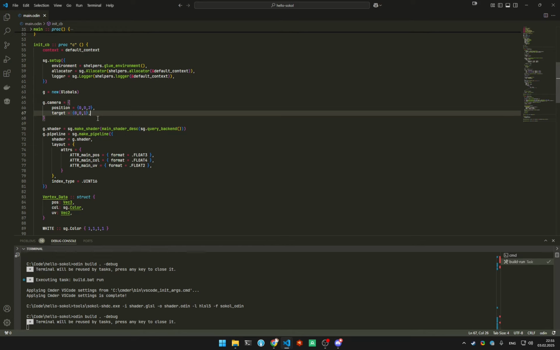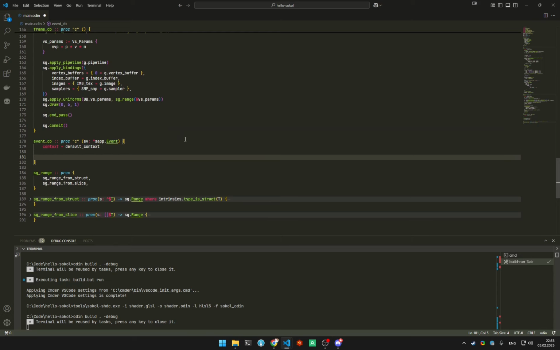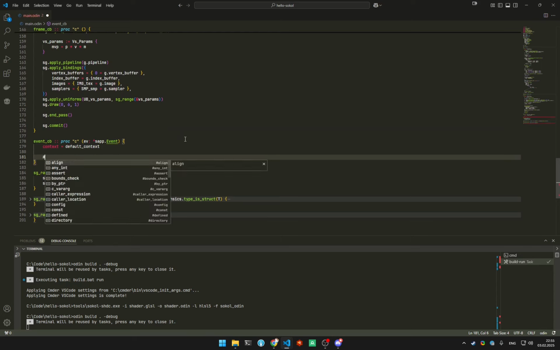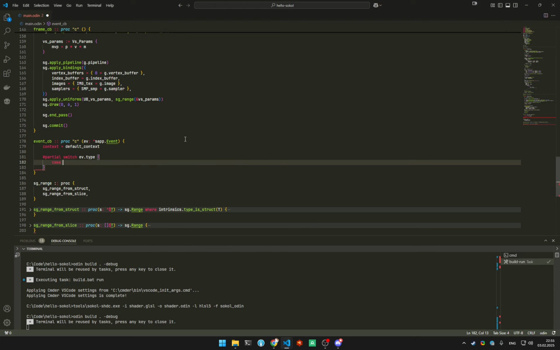And now let's just implement some control for that. So for that, we actually finally need to handle some events from the Sokol app module, and namely we want to do a partial switch on the event type, and the event types we are interested in are mouse move, because we want to control our look with the move, then key down and key up. So what do we do with those?